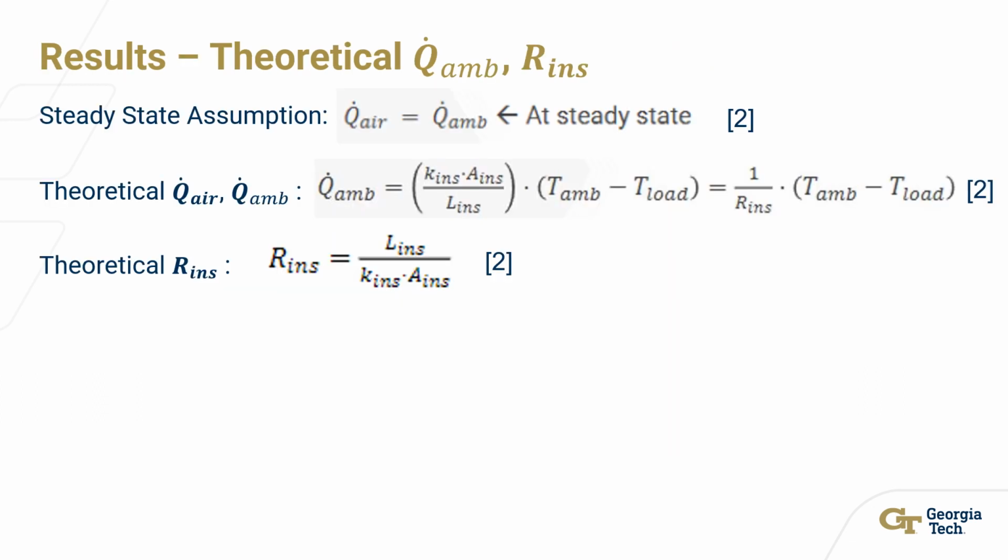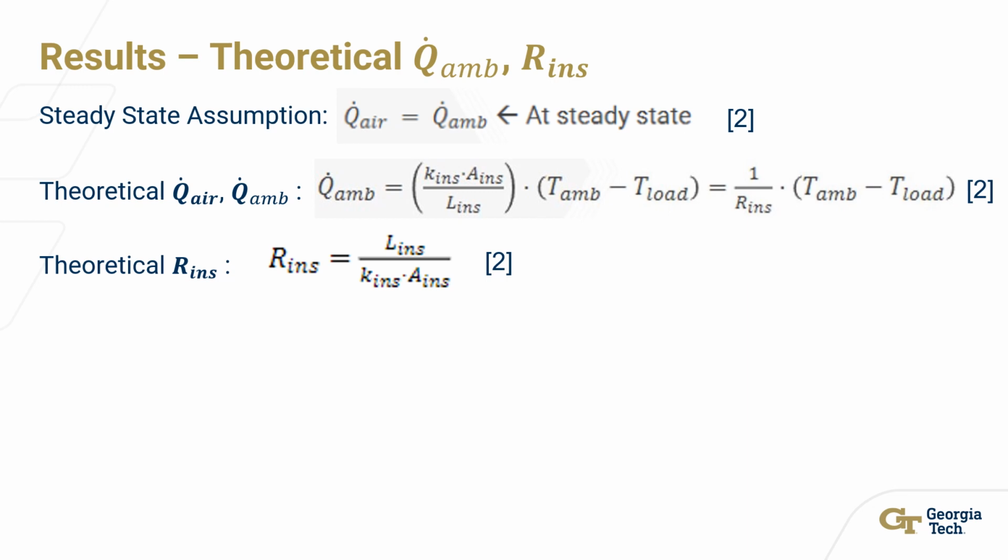So moving on to the results, here we calculate the theoretical work done by air as well as the thermal resistance. All the data collected during week 1 is under the steady state assumption, where the work done by air is equal to the work out at the load. We calculated the theoretical work done by air by taking 1 over the thermal resistance and multiplying that by the temperature difference between the ambient and the actual load.